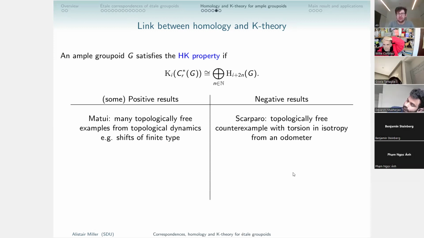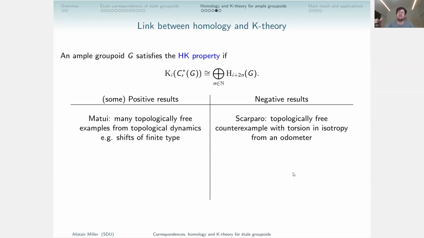Eduardo Scarparo constructed a counterexample coming from an odometer. And what you can say is happening is that he's got torsion in the isotropy. This really breaks everything, and torsion is going to basically make the homology not vanish infinitely often. And this is just going to be very bad in general. So really what this is telling us is that we shouldn't be asking this question if we do have torsion in the isotropy. The question should be modified somehow.